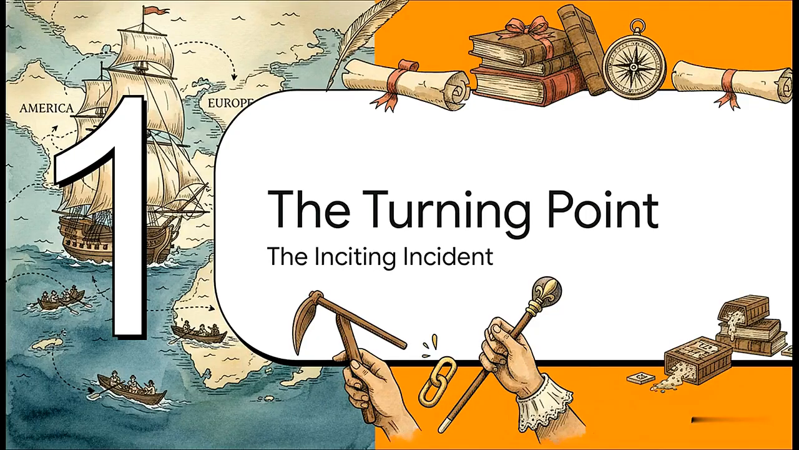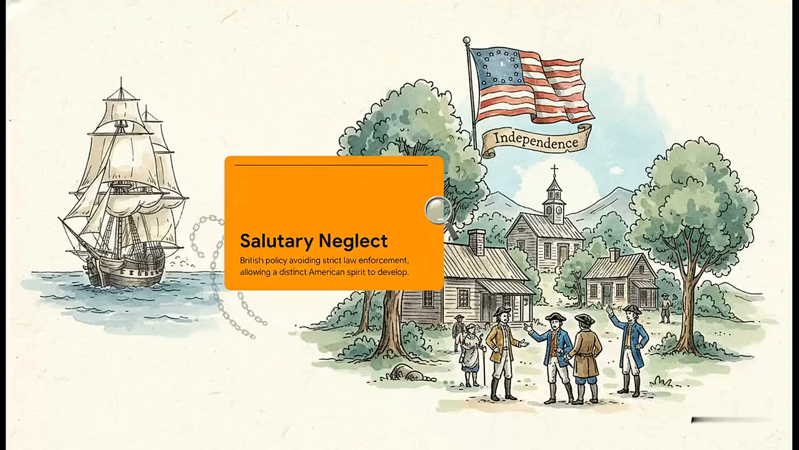Okay, Section 1, the turning point and the inciting incident. To really get this, we first need to understand the baseline of life in colonial America before any conflict actually began. Like, what was the status quo across the Atlantic? Well, for decades, the colonies experienced this British policy known as salutary neglect. Basically, this meant London was intentionally avoiding the strict enforcement of parliamentary laws.